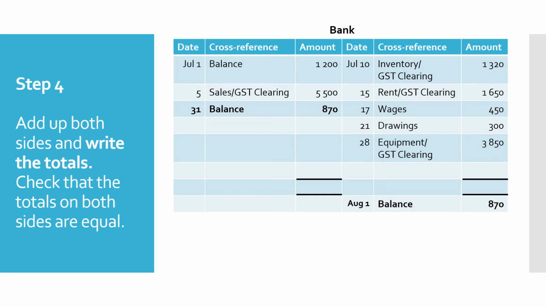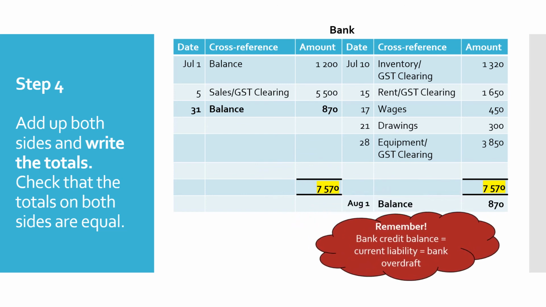In this last step, this is where we bring everything together and it will actually make sense why we're doing the cross carrying forward of the balance as we have done in step 3. In this step, we are adding up both sides and writing the totals in the total lines. Check that the totals on both sides are equal.